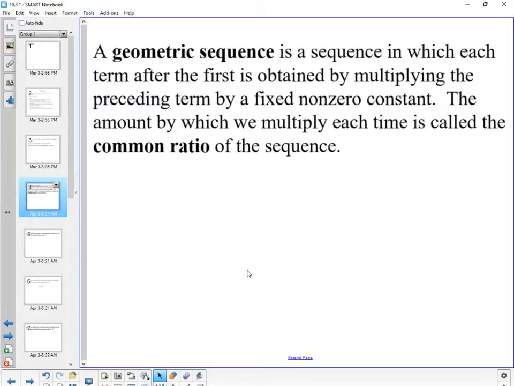Before we used to call that difference the common difference. Here we're going to call it the common ratio that we're multiplying by. It's going to be the common ratio. Common difference is for arithmetic sequences. The common ratio is going to be for your geometrics.